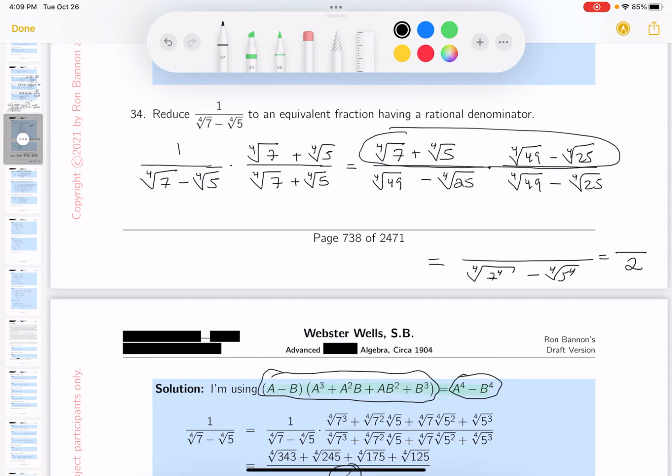So what am I doing? And it's my little chicken scratching aside here. The 4th root of 7 plus the 4th root of 5 times the 4th root of 49 minus the 4th root of 25. I'm going to say it's multiplication. 7 times 49, that's going to be what? 350 minus 3, 343.